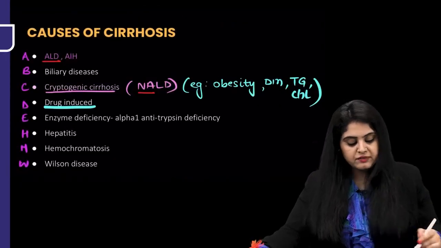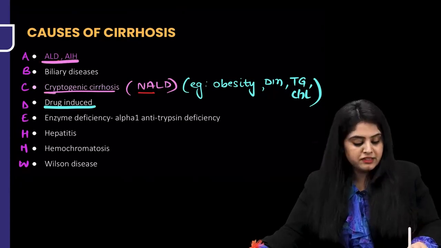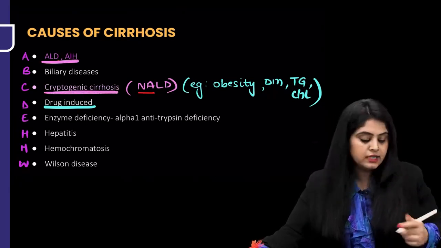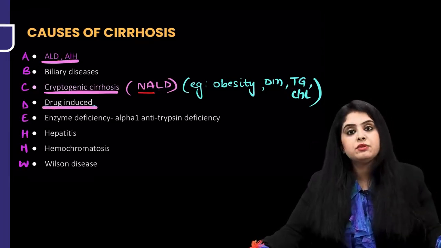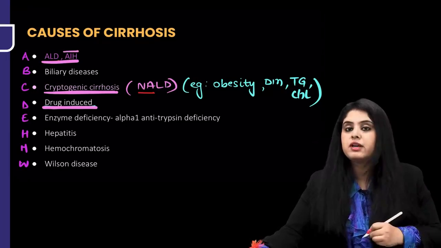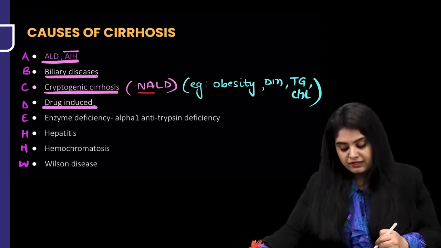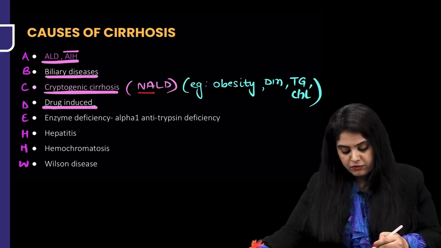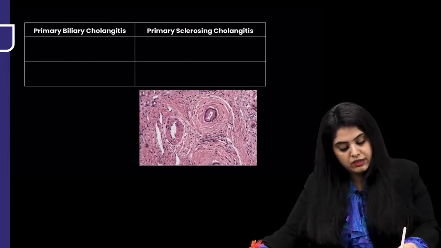Moving back, we are done with almost all of A to D: alcoholic liver disease, autoimmune hepatitis. C is done, cryptogenic, which is non-alcoholic liver disease. D is also done, that is drug-induced, because it is anti-LKM2 antibodies showing you the same autoimmune hepatitis. We are left with B, that is biliary diseases. Now, when I say biliary diseases, they are going to be of two types, primary biliary cholangitis and primary sclerosing cholangitis.